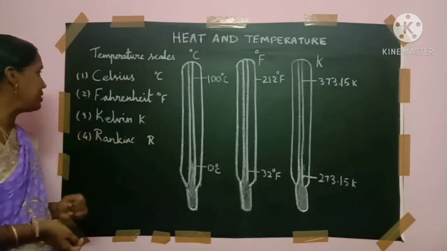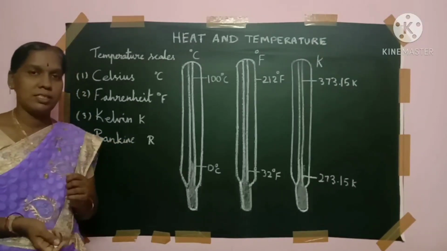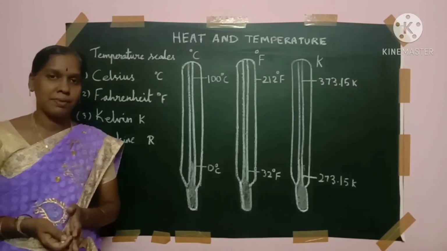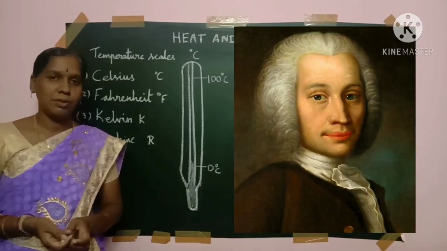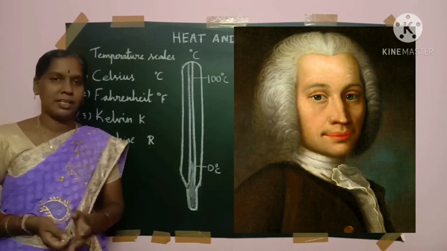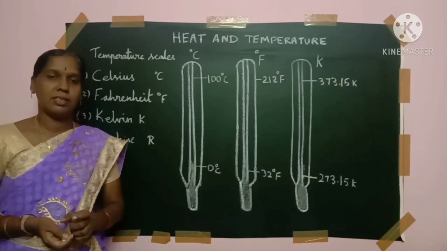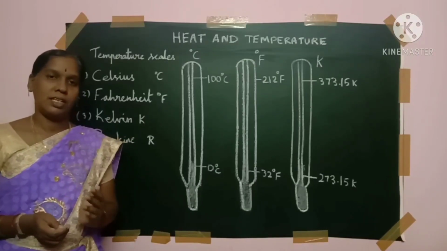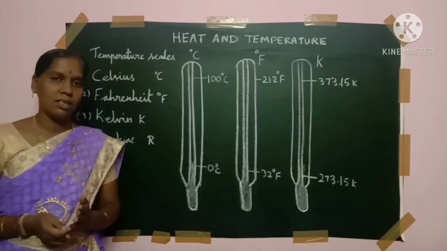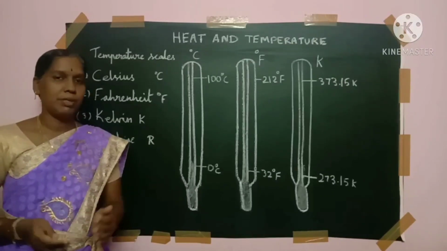So the first one, Celsius. It is named after the scientist Anders Celsius. It is also known as centigrade. Centi means 100 and grade means steps. So we can say it as centigrade or Celsius. So how do we measure the values?